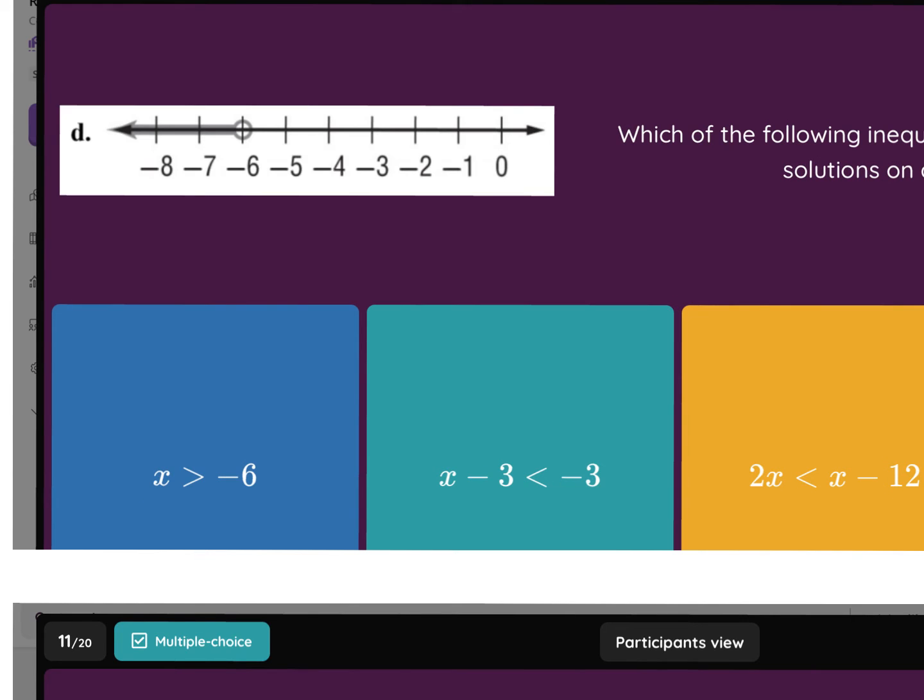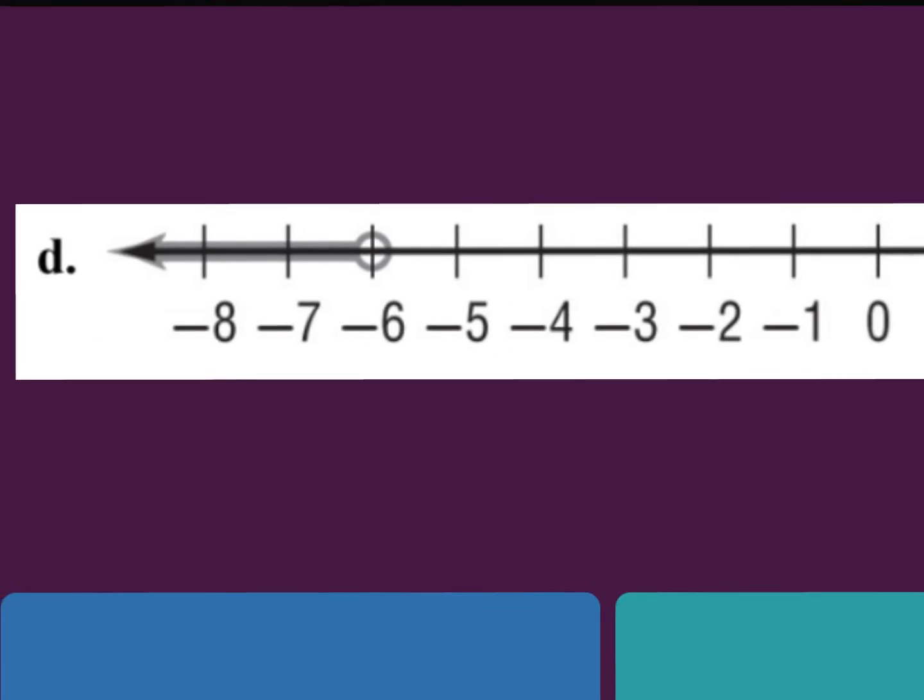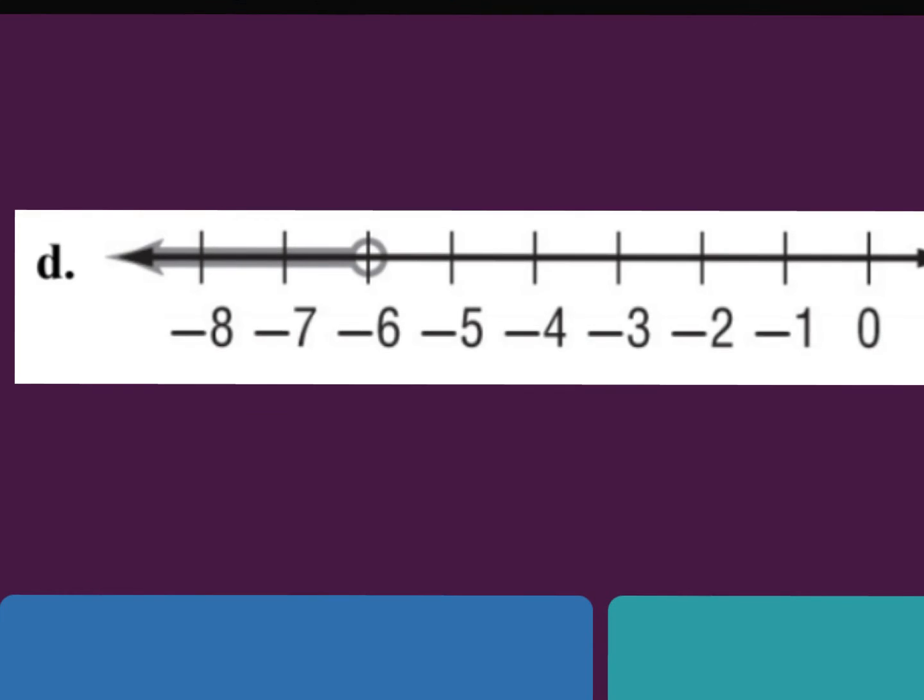So all of our questions, or the majority of our questions, are like this, where I give you a graph. You need to understand what solution that is in terms of an inequality. So once again, let's just label X. Is this going to the left or to the right? To the left, which means less than, right? Left is less. Greater is great. So it's going to the left.